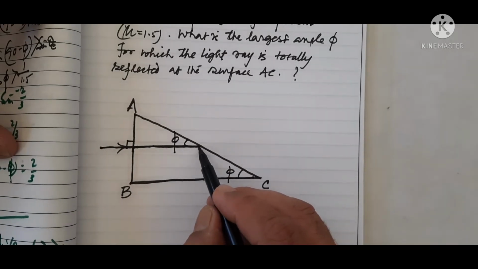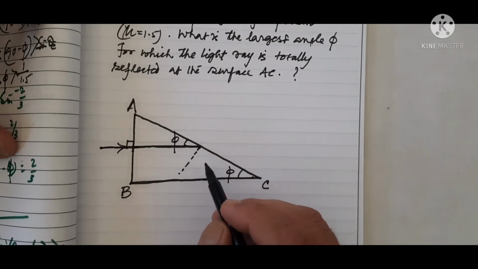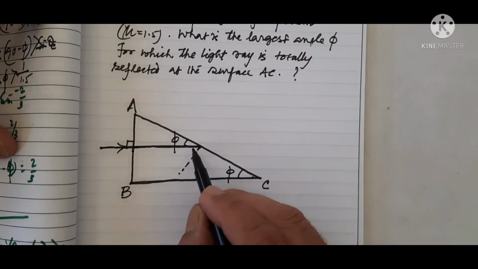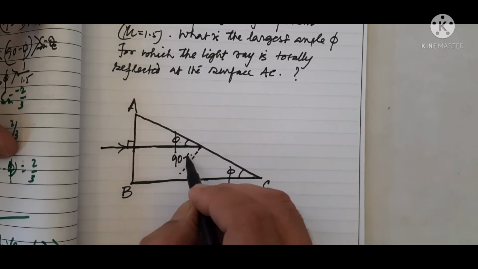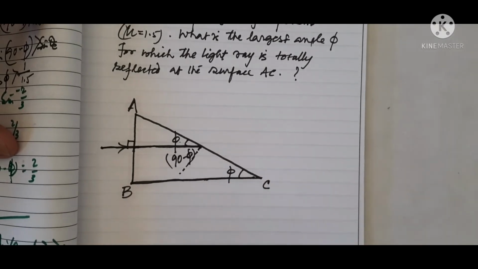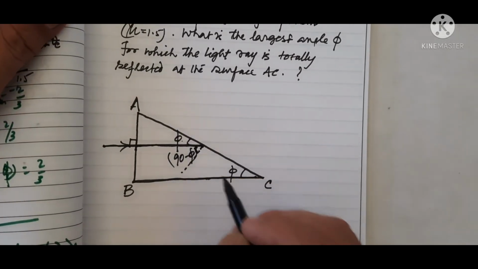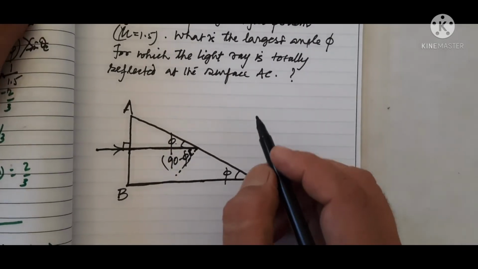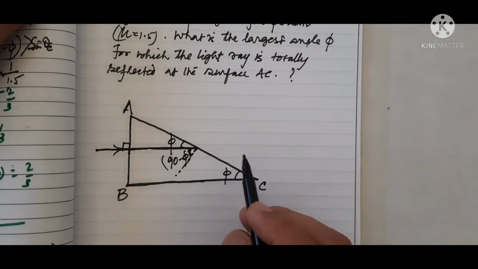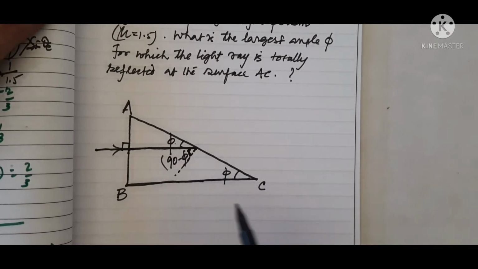Now draw a normal on this face, right? So this phi, this will become 90 minus phi, right? This will become 90 minus phi. This angle becomes 90 minus phi. Total is 90. Now the point is, we have to find out the largest angle of phi for which the light ray is totally reflected at the surface AC.